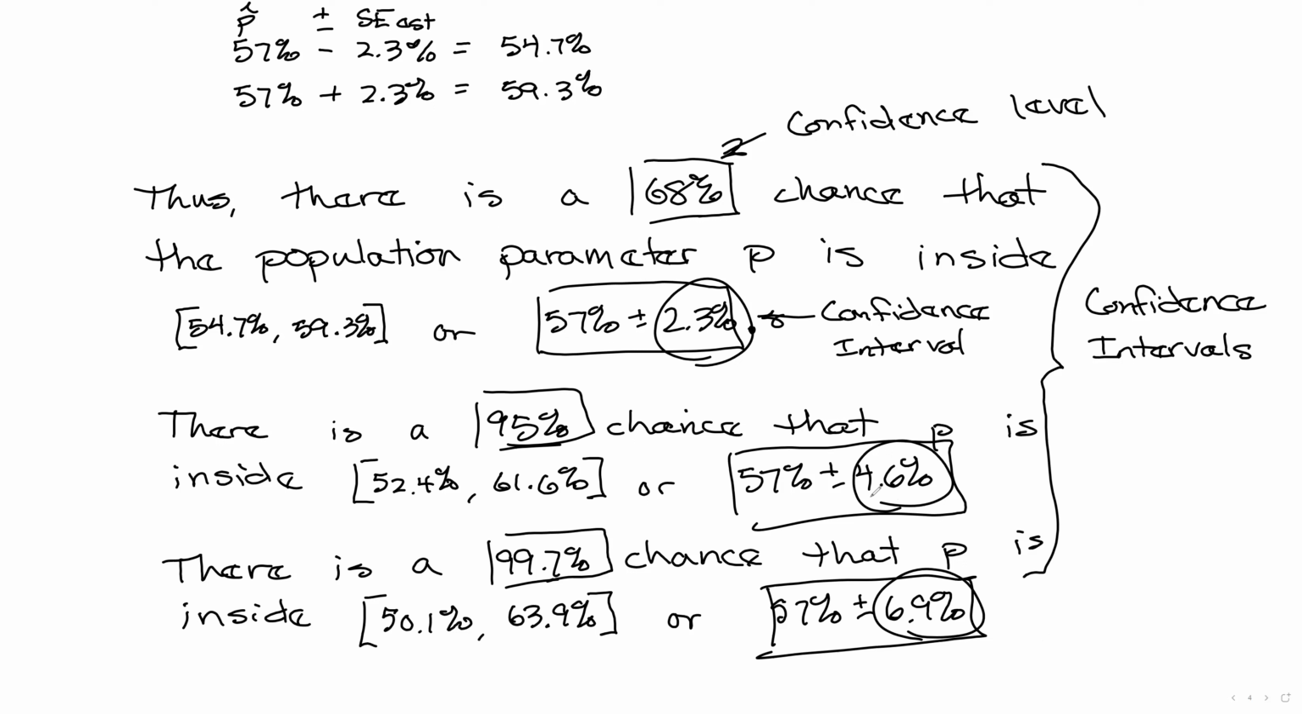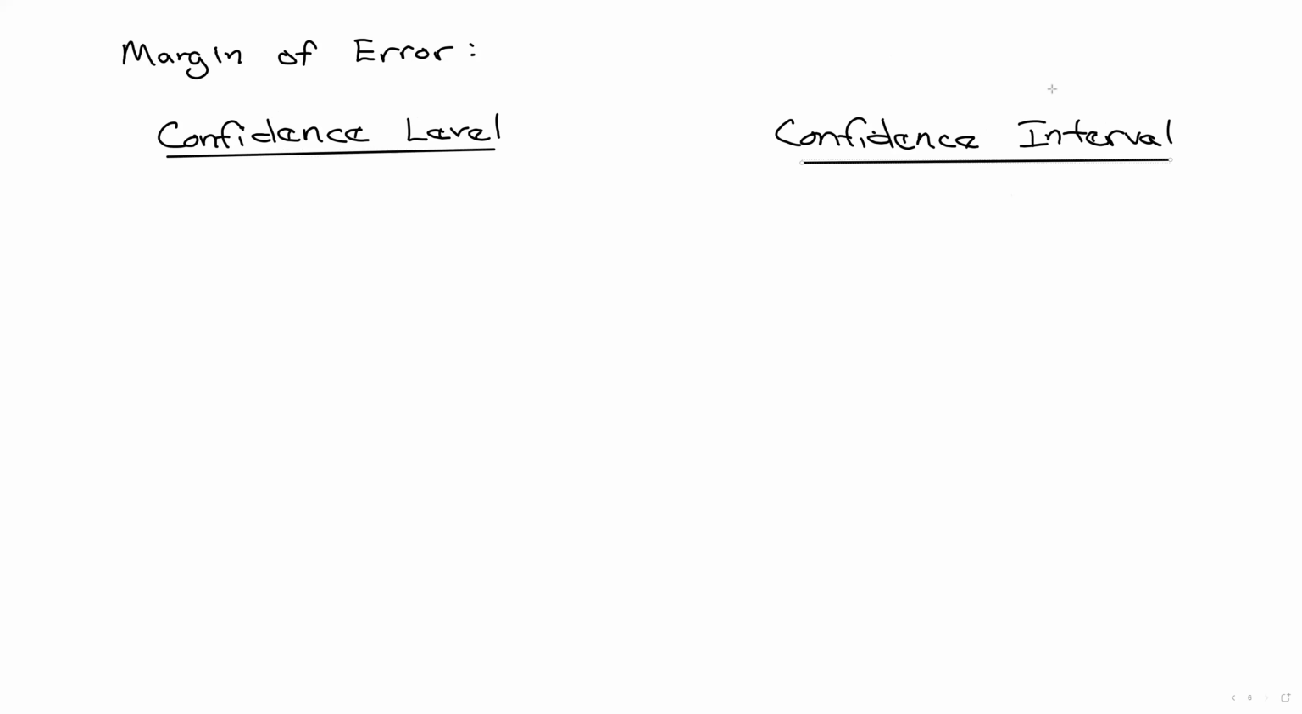And you can see there is a link between those and the confidence level. The margin of error gets larger as the confidence level gets larger. So as you become more confident, you need to have a larger margin of error to match. All right. And so let's note down some of the things that we've written on previous pages. So we've got the confidence level and the confidence interval.